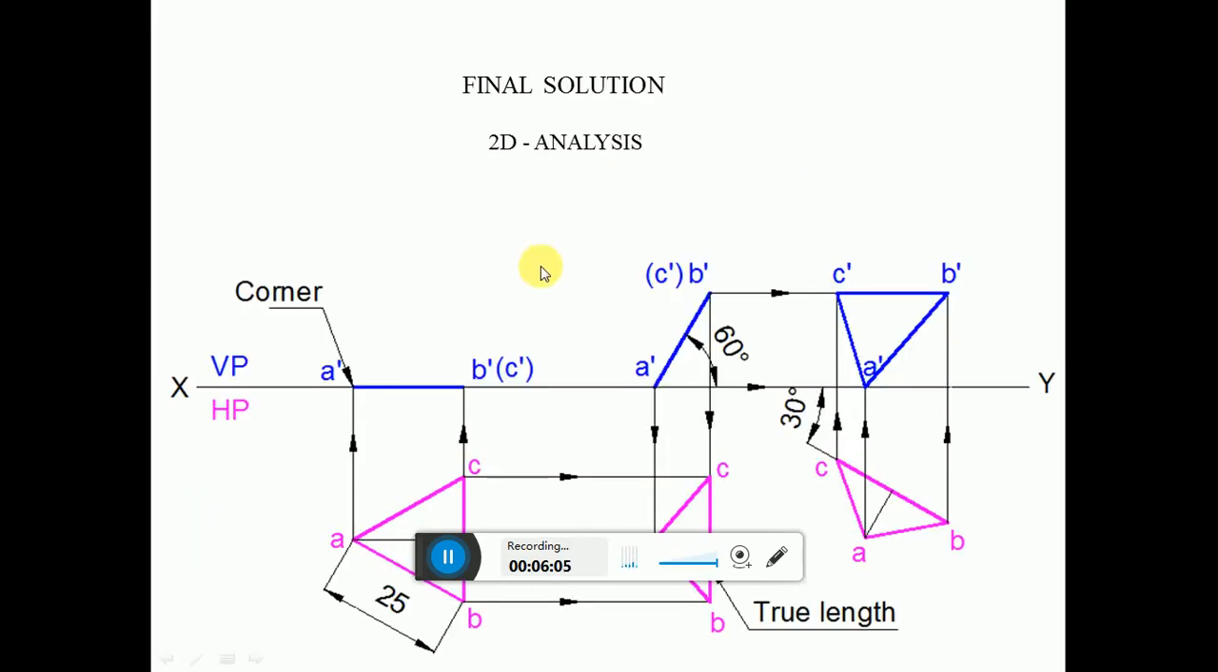So this is how the final solution will look, and how the solution satisfies the conditions of our problem. It is resting on one of its corners. The side opposite to the corner, B dash C dash, is inclined at an angle of 30 degrees to VP, and since the corner is resting on HP, the surface makes an angle of 60 degrees to HP, and it is a triangle of 25 mm side. So this is how we can analyze the problem, and the conditions given have been fulfilled.